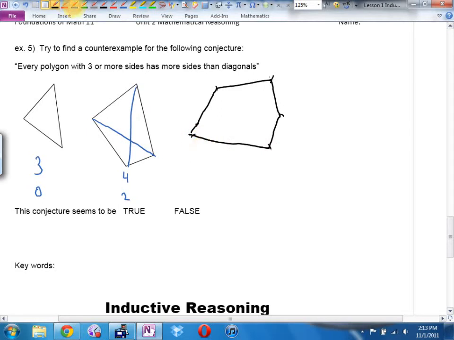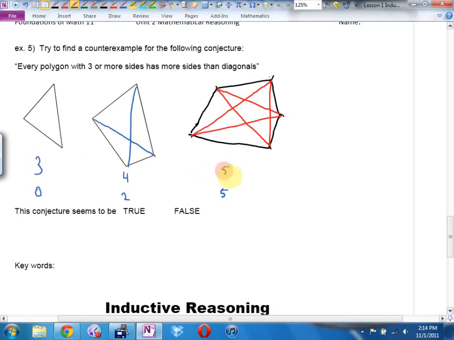How many diagonals, how many corner-to-corner connections can I make? Well, there's one. Two. Any others? Oh, right here? Three. Any others? Right corner. Oh, four. Five. Oh. Does every polygon with three or more sides have more sides than diagonals?